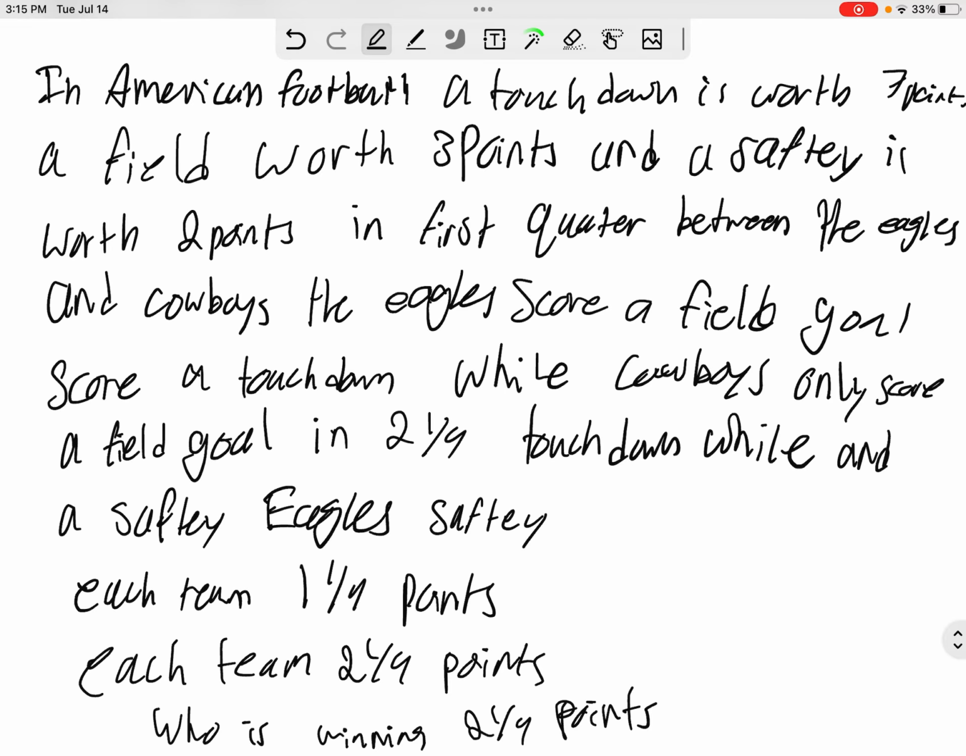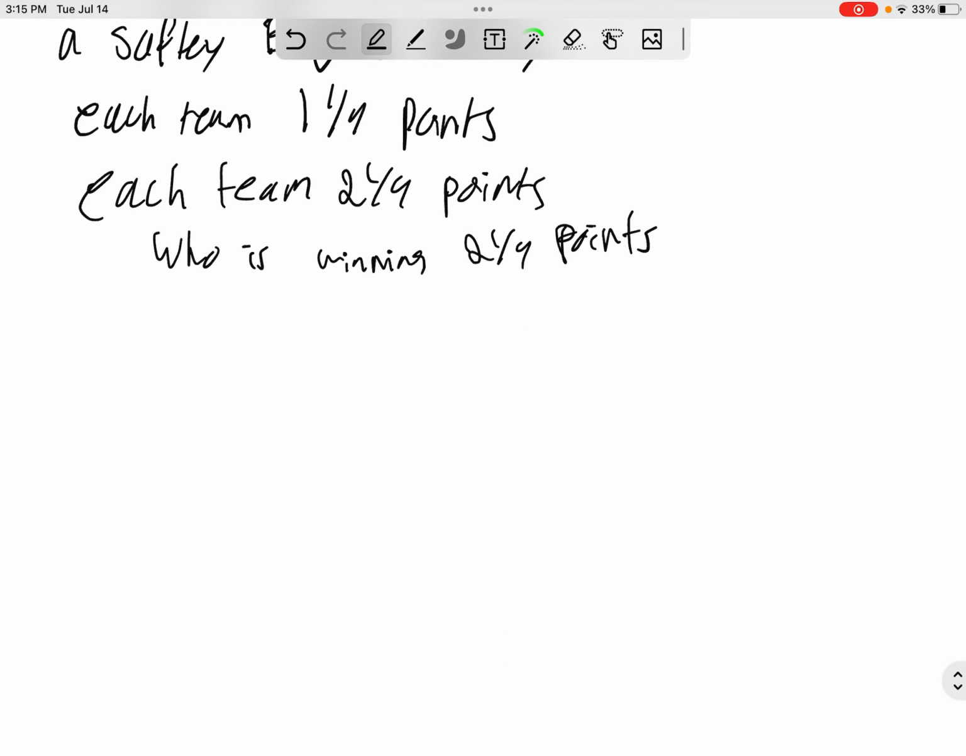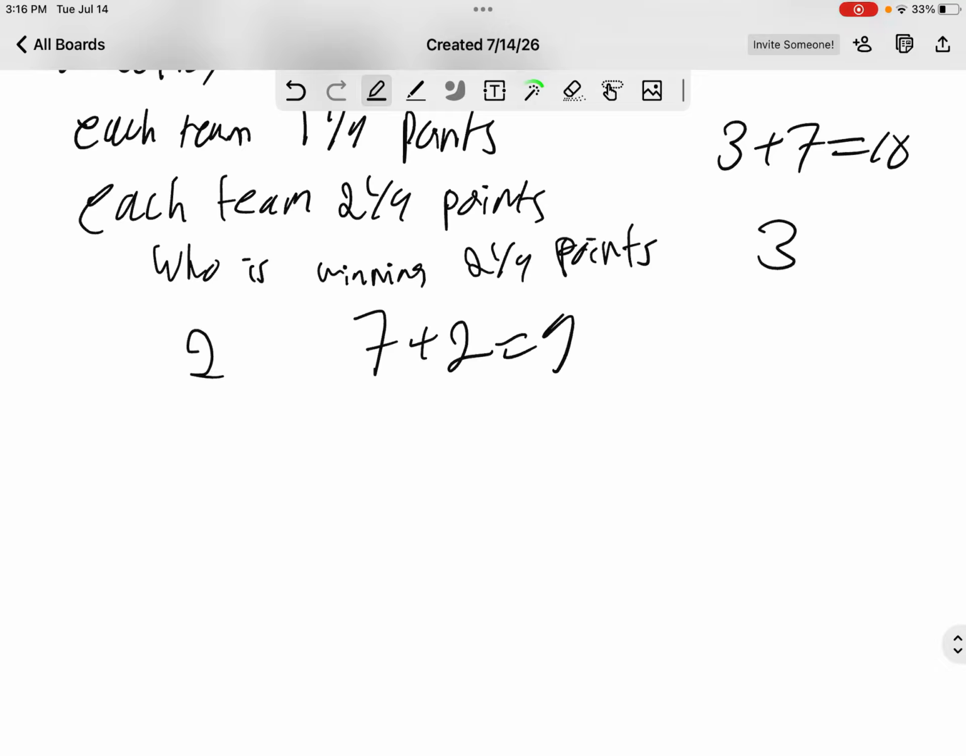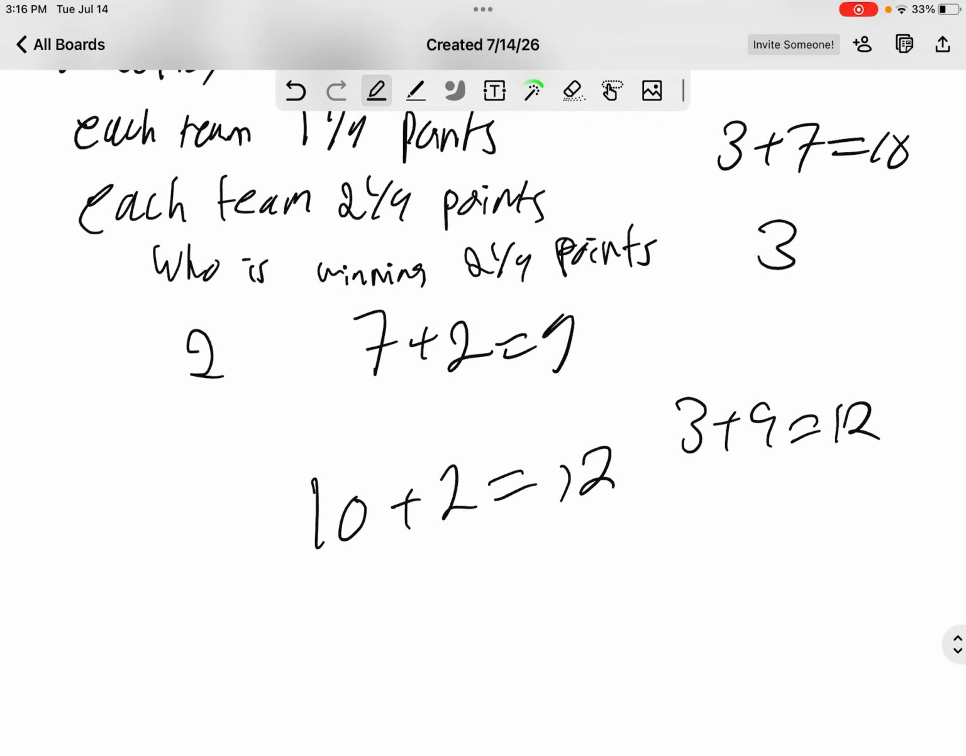Okay, so in the first quarter, the Eagles scored 3 plus 7, which is 10, and the Cowboys only scored 3 points. In the second quarter, the Eagles scored 2 points, while the Cowboys scored 7 plus 2 makes 9. So who's winning at the end? 10 plus 2 makes 12, and the Cowboys have scored 3 plus 9 makes 12. So they're both tied.